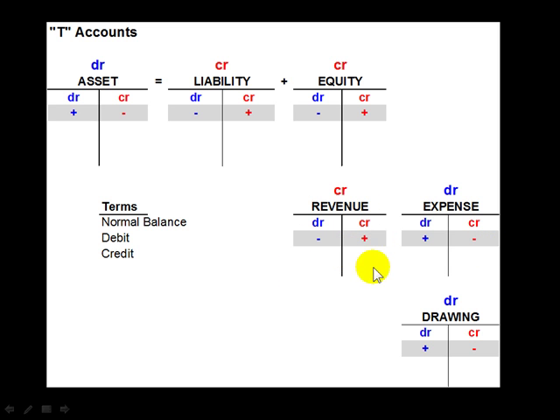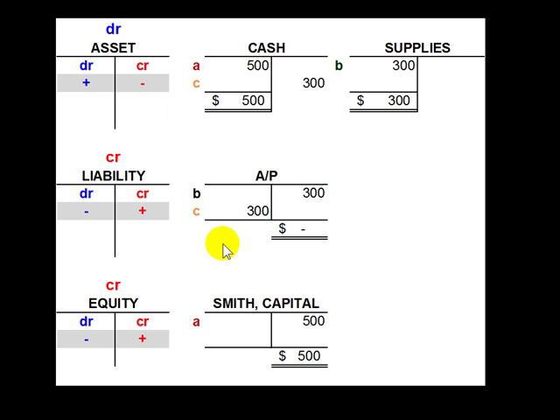So my revenue T account is a normal credit balance where a debit is a minus and a credit is a plus. My expense is a normal debit account, so it looks like an asset where the debit is a plus and the credit is a minus. And my drawing is a debit account like an expense, and it is a plus on the debit and a minus on the credit. The drawing is where partners take money out of a business. So this is our basic set of T accounts, and I'm going to go ahead and move on, and we're going to talk about some more details.